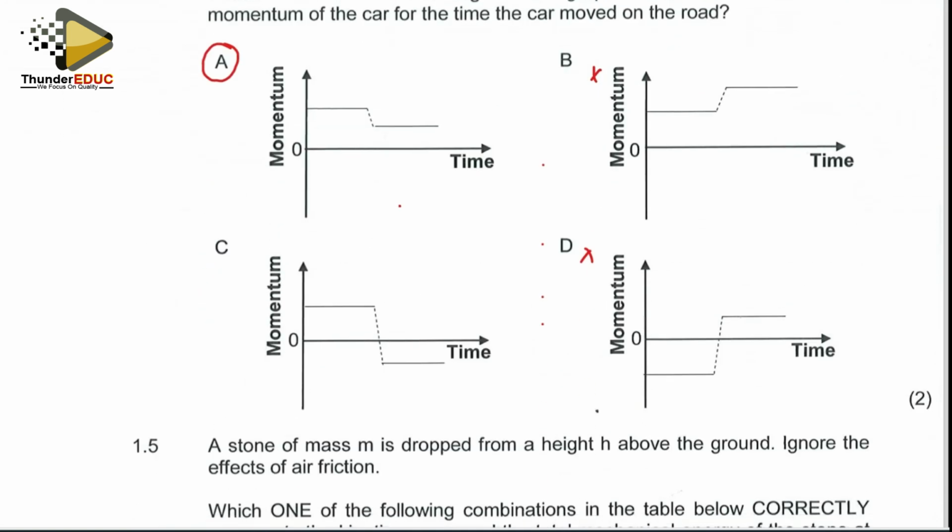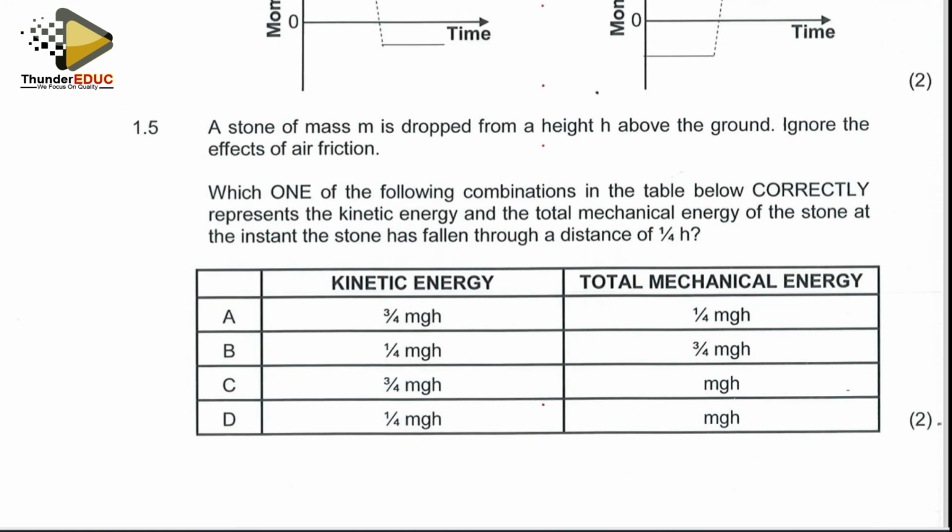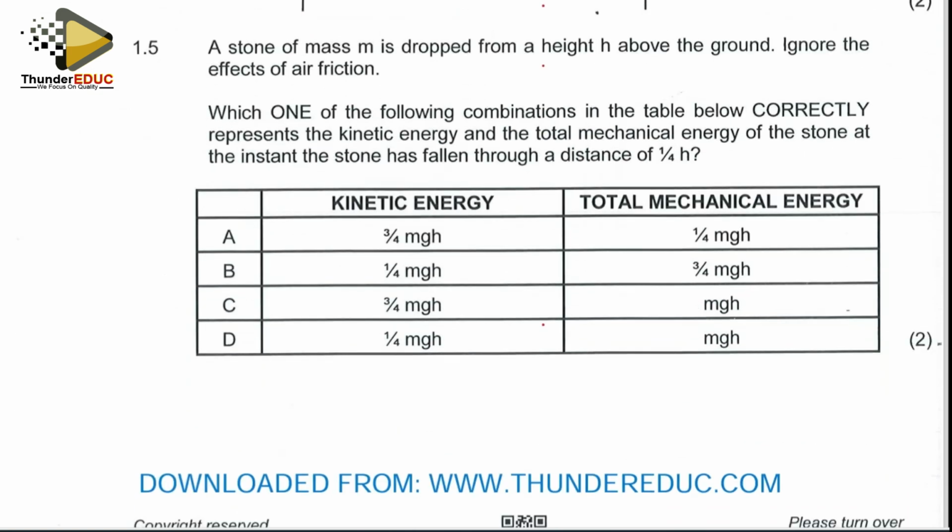That's fine. Then 1.5, a stone of mass M dropped from a height h above the ground. Ignore the effects of air friction. Which of the following combinations correctly represents the kinetic energy, and then the total mechanical energy of the stone at the instant the stone has fallen through a distance of a quarter height.